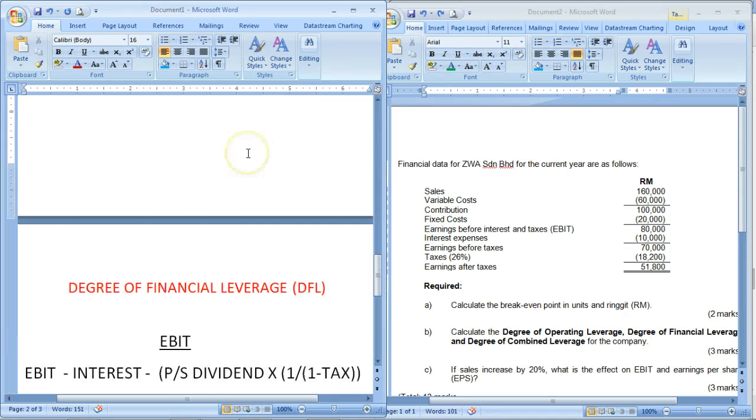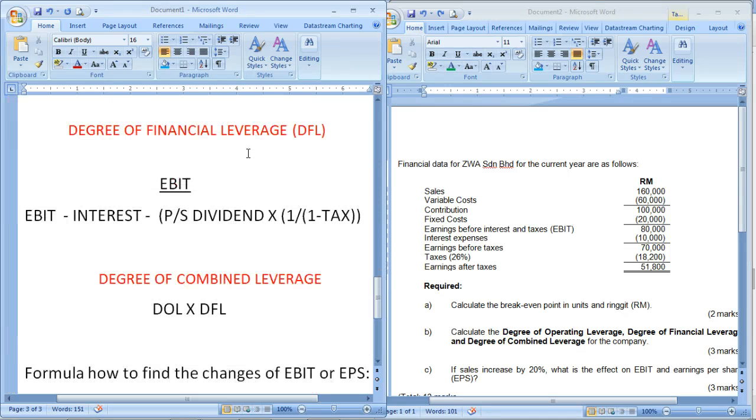Next, DFL. Correct, class. Very good. It is between EBIT and EPS. Do you want to see the impact when changes happen to EBIT? What happens to your EPS? Does it also increase 10%? Is it the same increase? No such thing. So you need to calculate first using what? Perfect, class, degree of financial leverage.